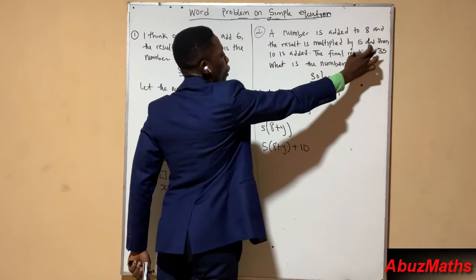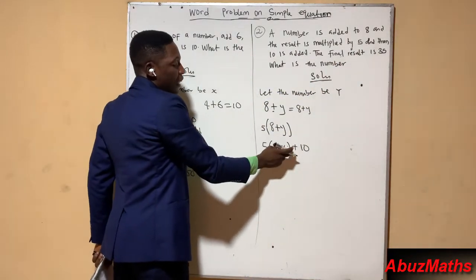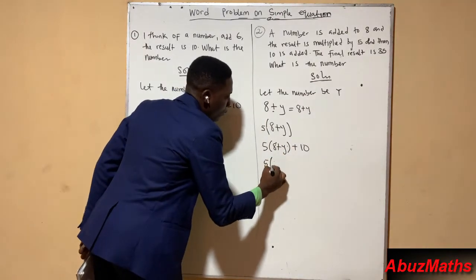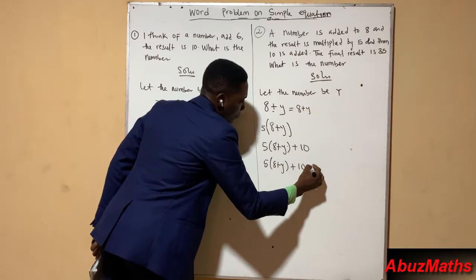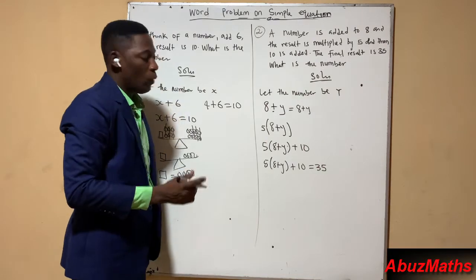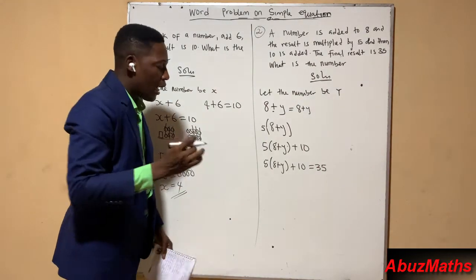The final result is 35. That means when I multiplied 8 plus y by 5 and added 10, my result was 35. So 5 times (8 plus y) plus 10 is equal to 35. Here we have gotten our equation. So let's solve this using our normal method.